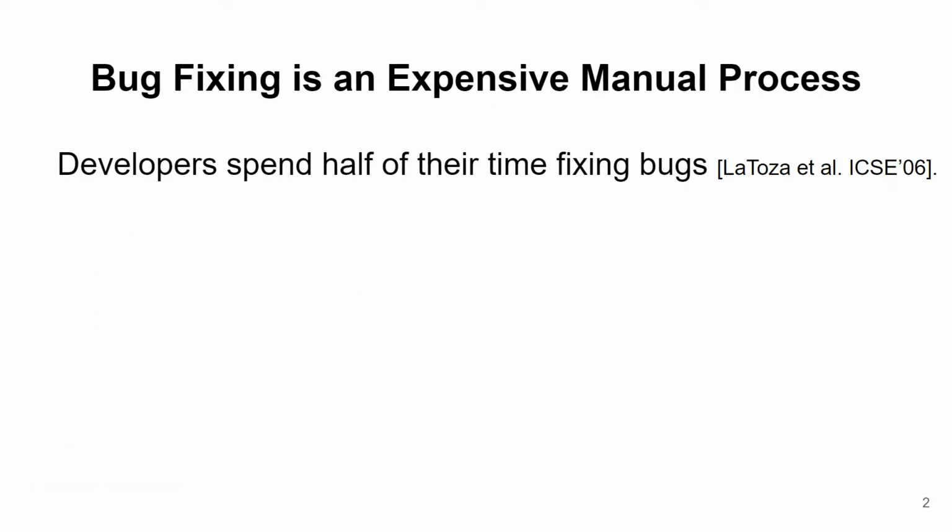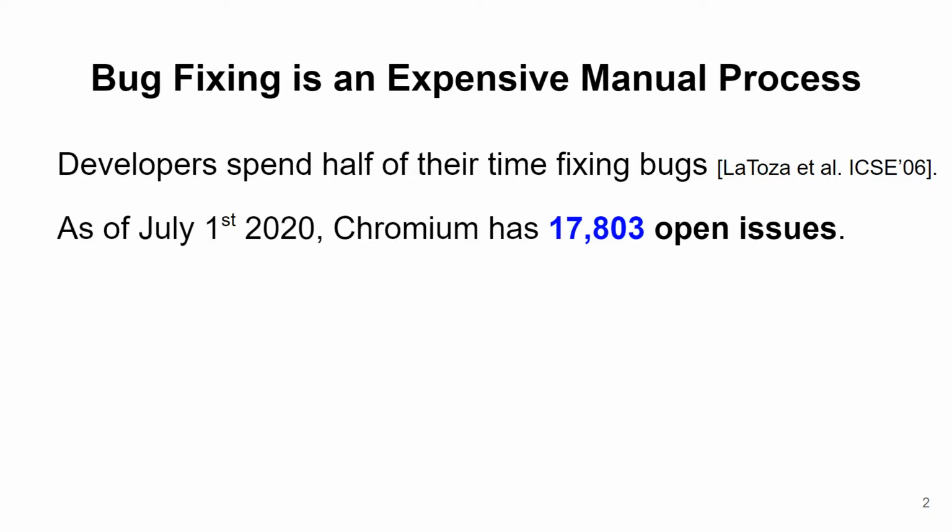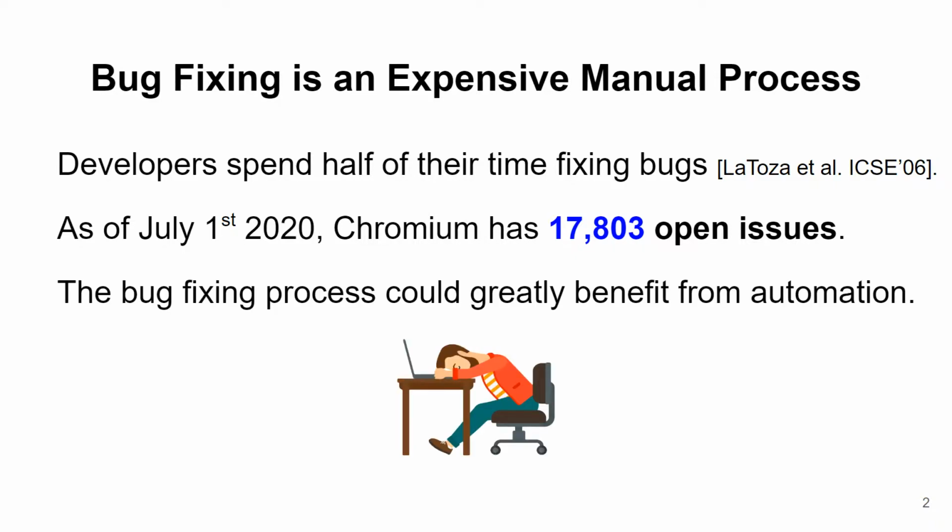Manually fixing bugs is an expensive process and developers spend most of their time fixing them. As of July 1st, 2020, there were more than 17,000 opened issues in Chromium. Therefore, automation will help fixing more bugs.